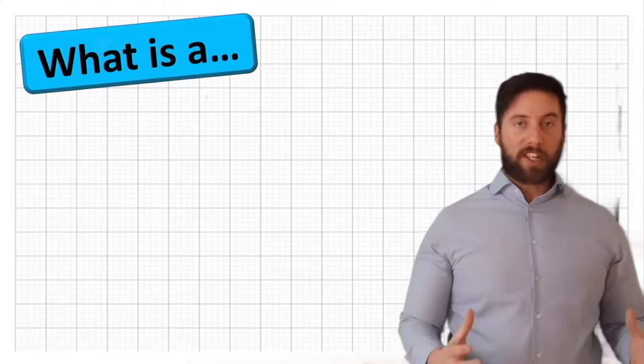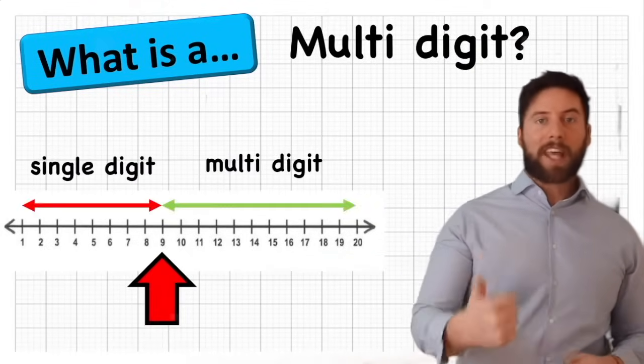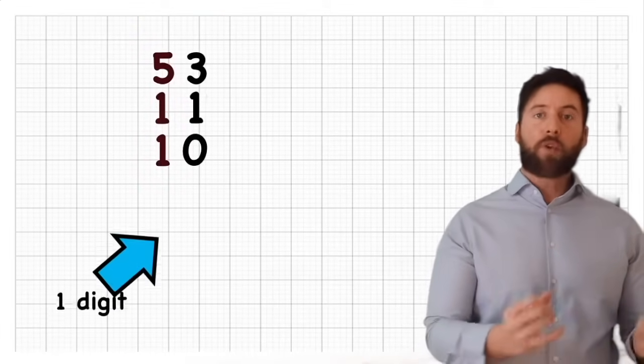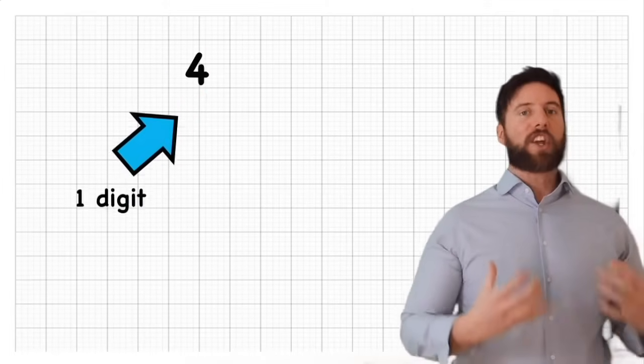First, what is a multi-digit? Well, a multi-digit is any number greater than 9. So for example, 10, 11, 53, these are all multi-digit because they have more than one digit. Okay? The number 4 is just a single digit because it's just one digit on its own.